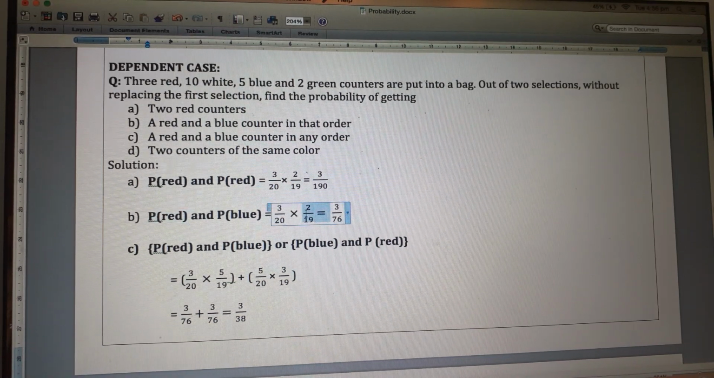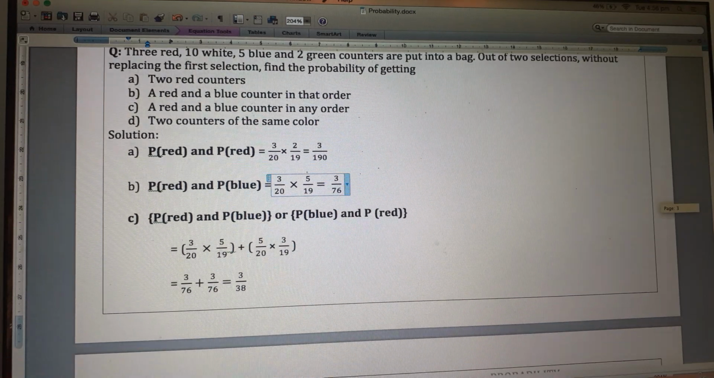Now the second selection is affected because I have taken out a red counter, and instead of 20, I now have 19 counters in the bag. And in the second selection, I have to take out a blue counter. So how many blue counters do I have? I have 5 blue counters here, so I will be replacing this with 5. So 5 blue counters and total counters after taking out a red counter is 19. So my result will be 3 over 76 after simplification.